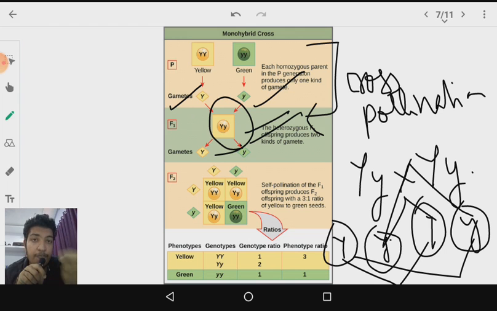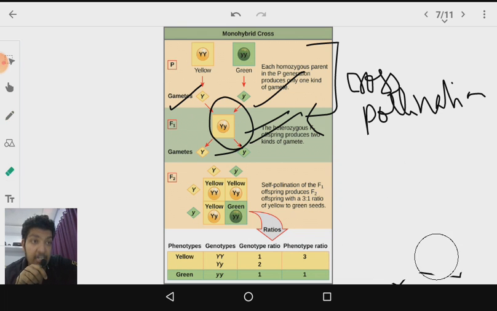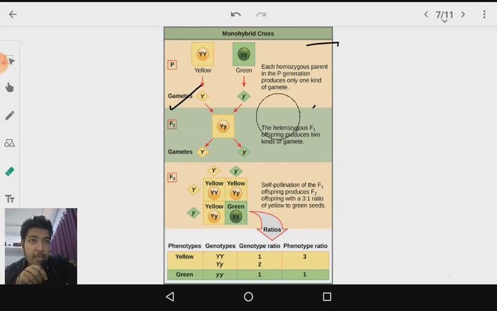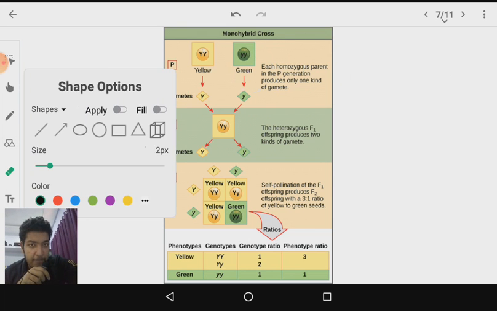So these are the different types of offspring which can be produced, the genotypes of the different groups of offspring that can be produced. But a better way of calculating or finding the different types of gametes is by using a Punnett square. Now what do you mean by a Punnett square?